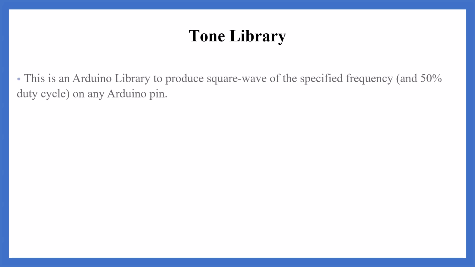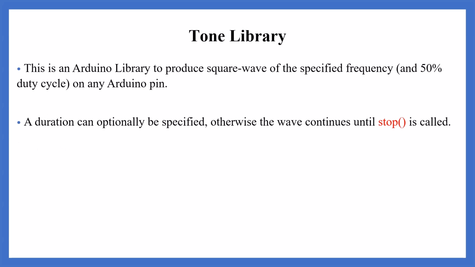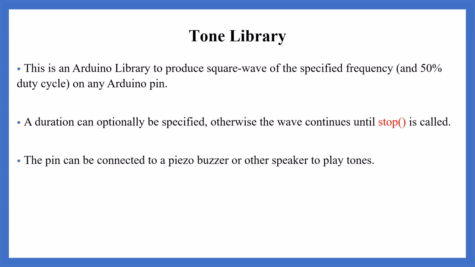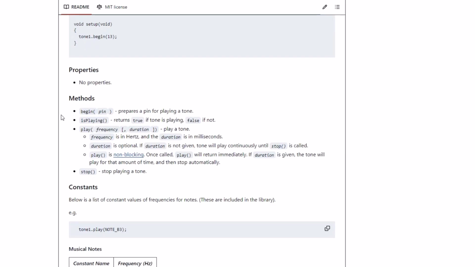Let's get more familiar with the tone library for passive buzzers. 1. Tone library. This is an Arduino library to produce square wave of the specified frequency and 50% duty cycle on any Arduino pin. A duration can optionally be specified, otherwise the wave continues until stop is called. The pin can be connected to a piezo buzzer or other speaker to play tones. Using this library will affect usage of the PWM outputs, so be aware.